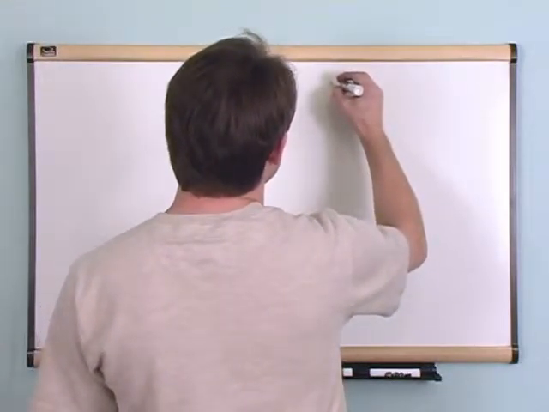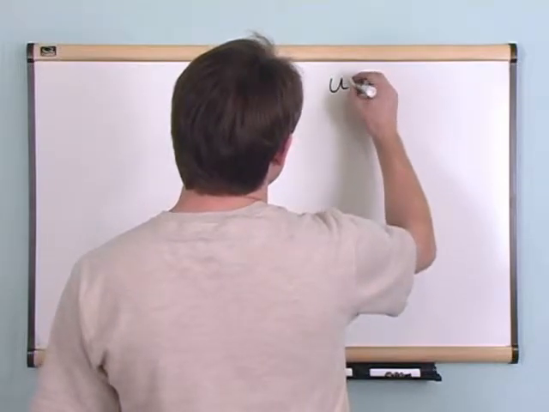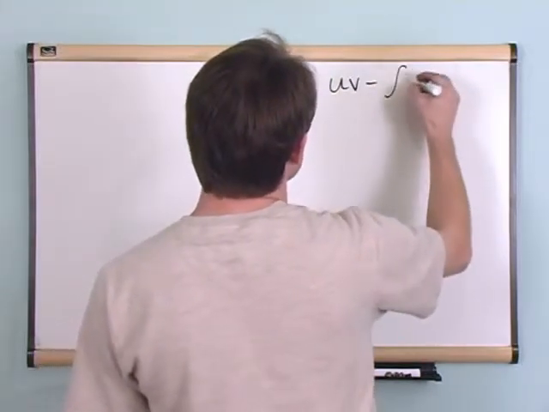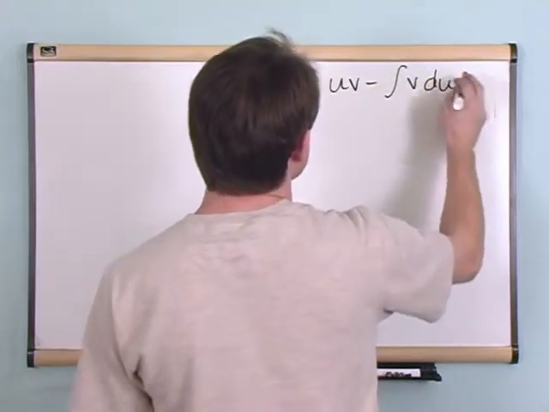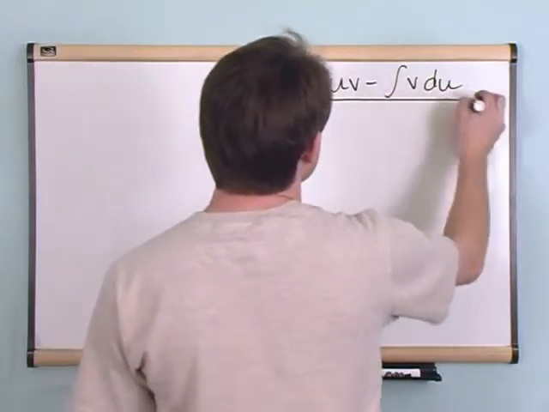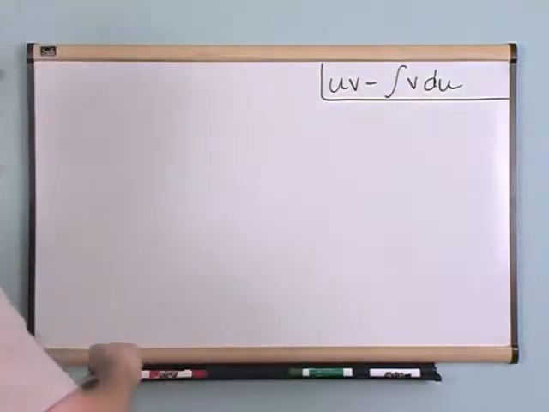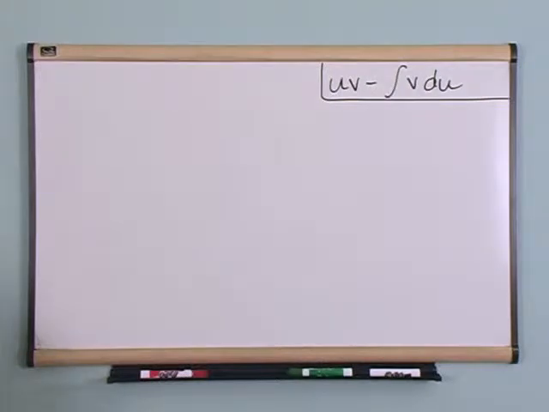Integration by parts: you have uv minus the integral of v du. And this is it, fellas. That's all I'm going to put on the board. That's integration by parts. Now, you're not expected to know what that means or how to use it. That's my job to teach you that. But that is the formula.